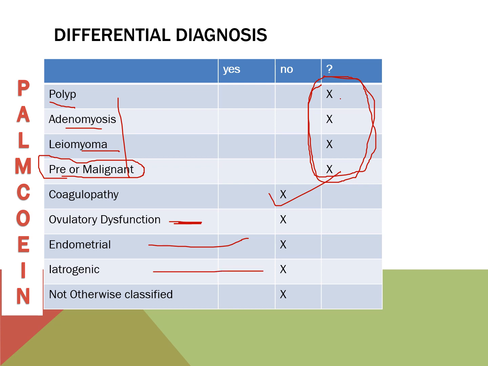Iatrogenic: she did not give me any history of any drug intake that could have caused this complaint. And not otherwise classified: she did not have any history of intrauterine manipulations. No history of any cesareans, no history of any dilatation and curettage, so we could not have any AV malformations or any scar site problems. So these are under the category of a no.